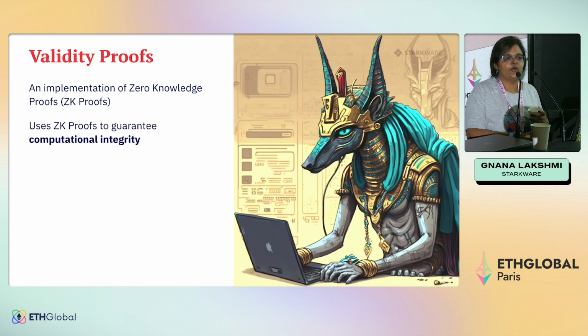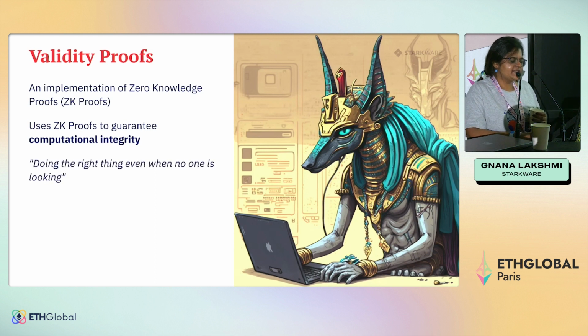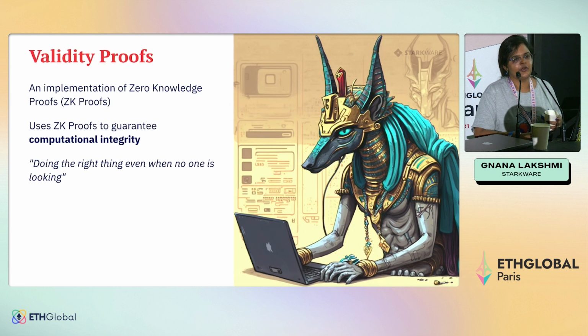That means you can always say that a particular computation was correct or not just by being able to validate or invalidate the proof. What this means is doing the right thing even when no one is looking, which is the ethos with which Web3 was created, right? We placed our trust into code and not middlemen because we want everybody to be able to do the right thing even when no one is looking.